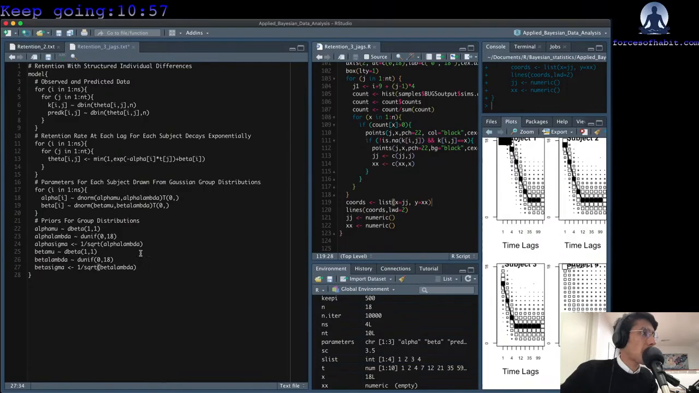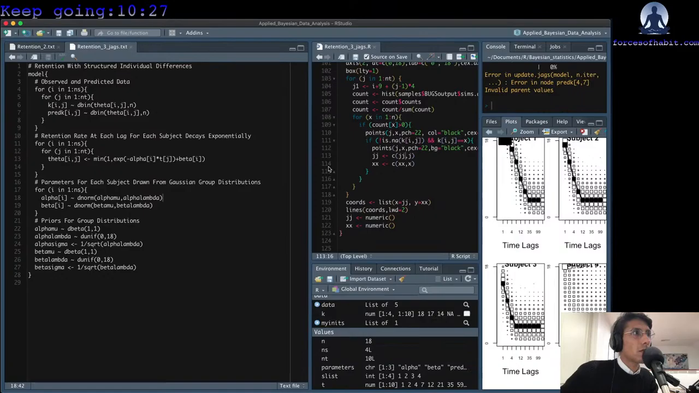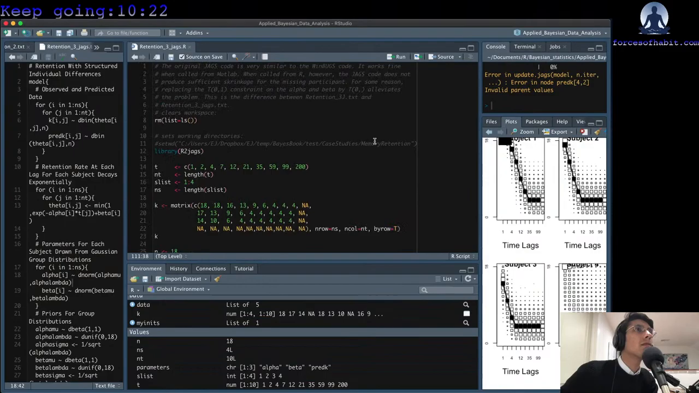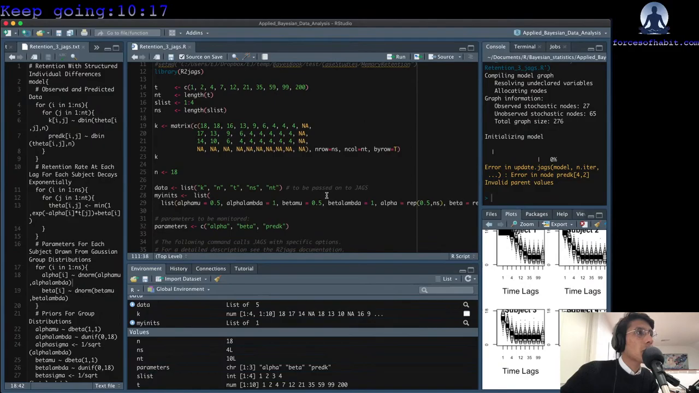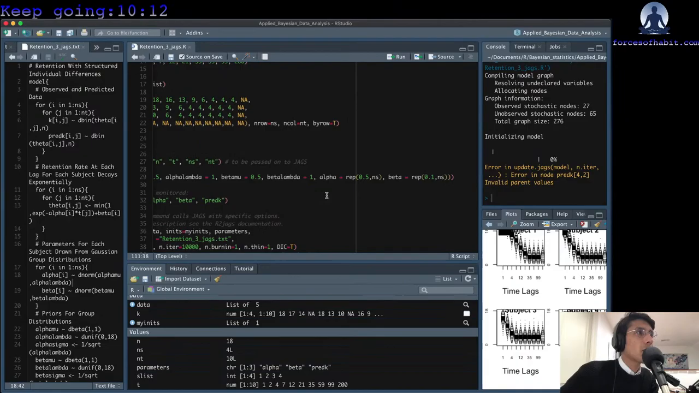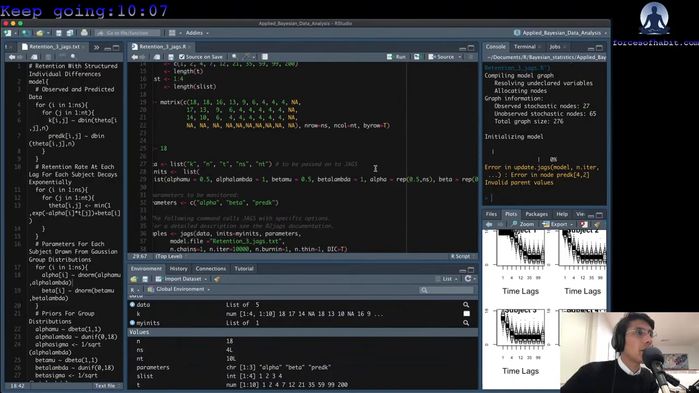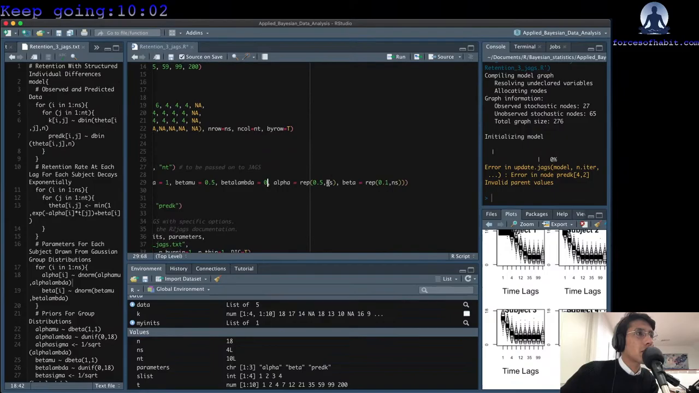But here we go. Uniform priors here, 0 to 18. So equal probability across all values of retention is essentially what I'm saying there. I'm just going to take these restrictions off and see what happens if I do this. Beta lambda, let's start at 0.